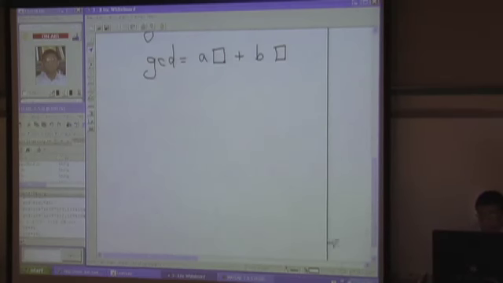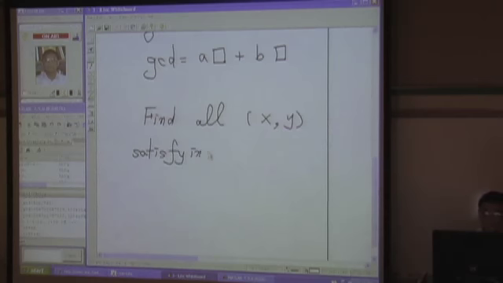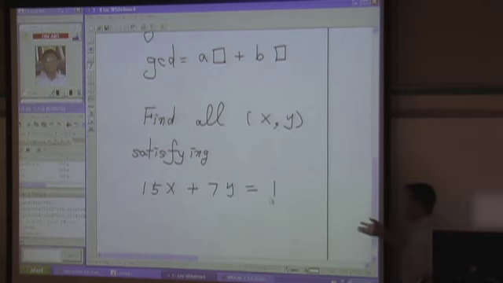So this is the idea. In the future, you will see this kind of problem. Find all xy pairs satisfying an equation. I will use small numbers instead of big numbers, right? So I will use, for instance, 15x plus 7y equals 1.